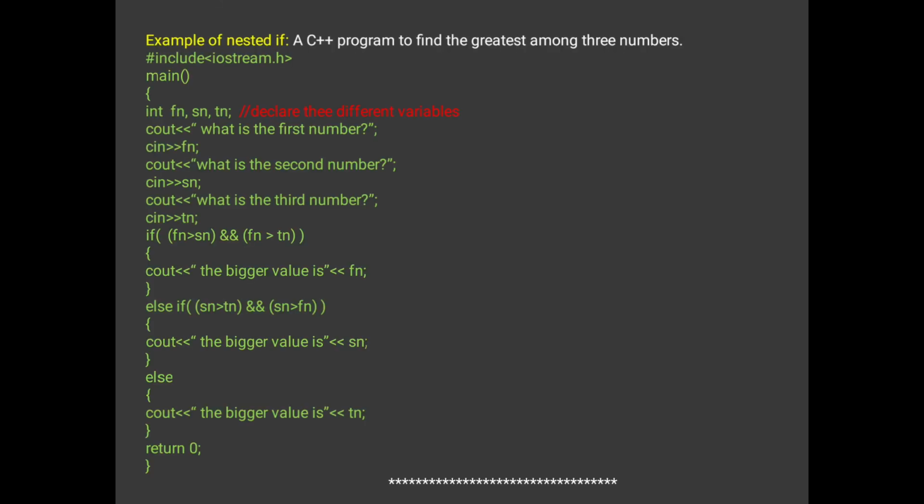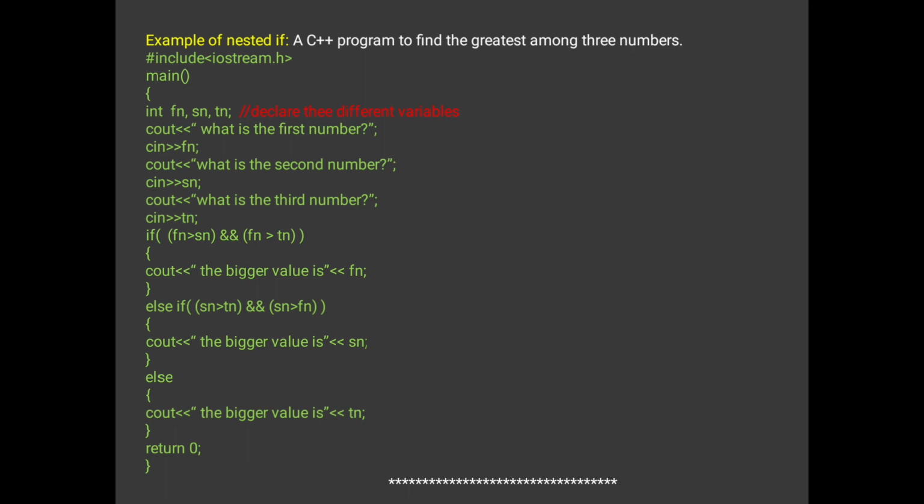Based on that, let's see a program. The program is to find the greatest among three numbers. Since we have to find the greatest among three numbers, we need to accept three values. For that, we declare three variables, that is int fn, sn, tn. As you can see, I've used a single line to declare three different variables, right? This is useful for programmers to understand where the variables are declared and what type of variables are declared. Clear? After the variables are declared, the next step is to enter the values.